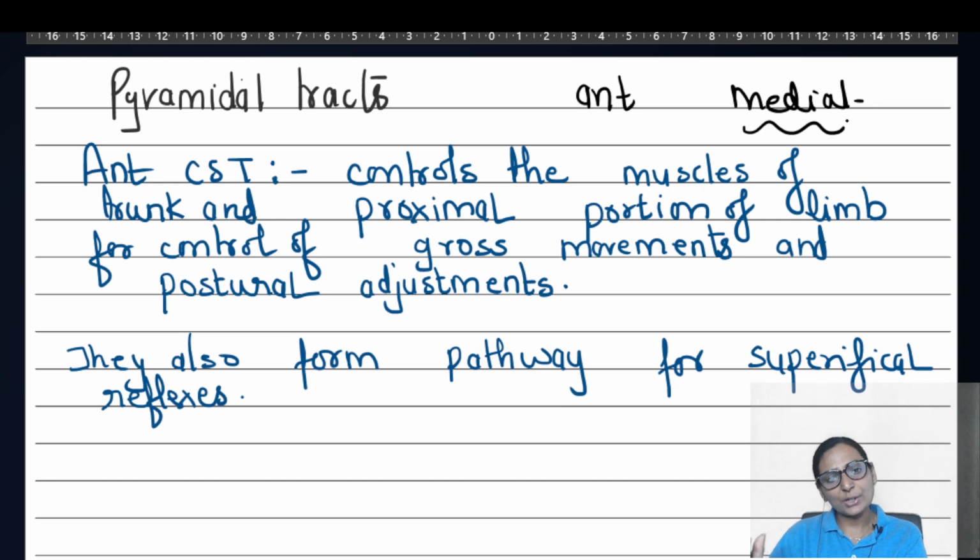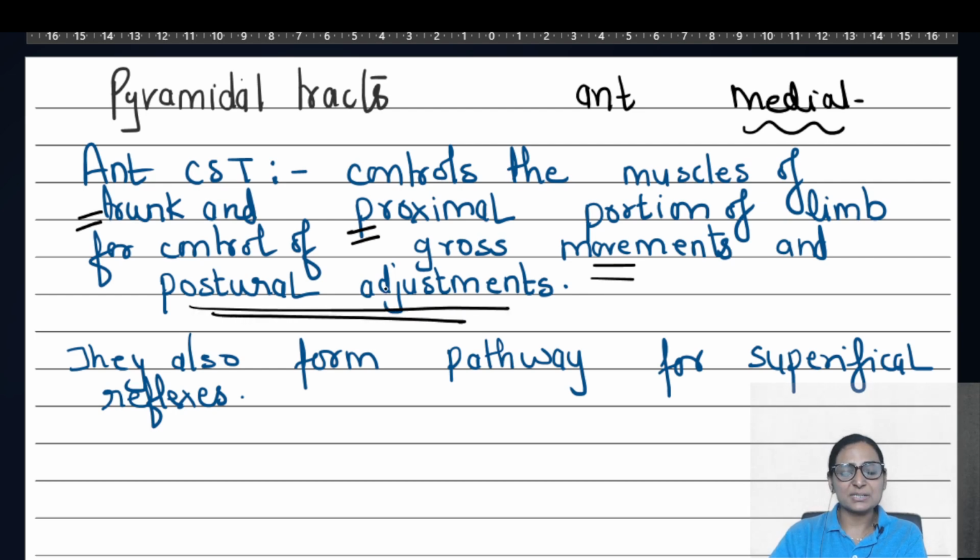This tract is also controlling the voluntary muscles, but mainly of the trunk and mainly of the proximal muscles. So it is mainly controlling your gross movements and your postural adjustments. So the axial musculature is controlled by the anterior corticospinal tract, and the distal muscles by the lateral corticospinal tract. So both of them are performing skilled voluntary movements, but which muscles they are controlling is the difference.